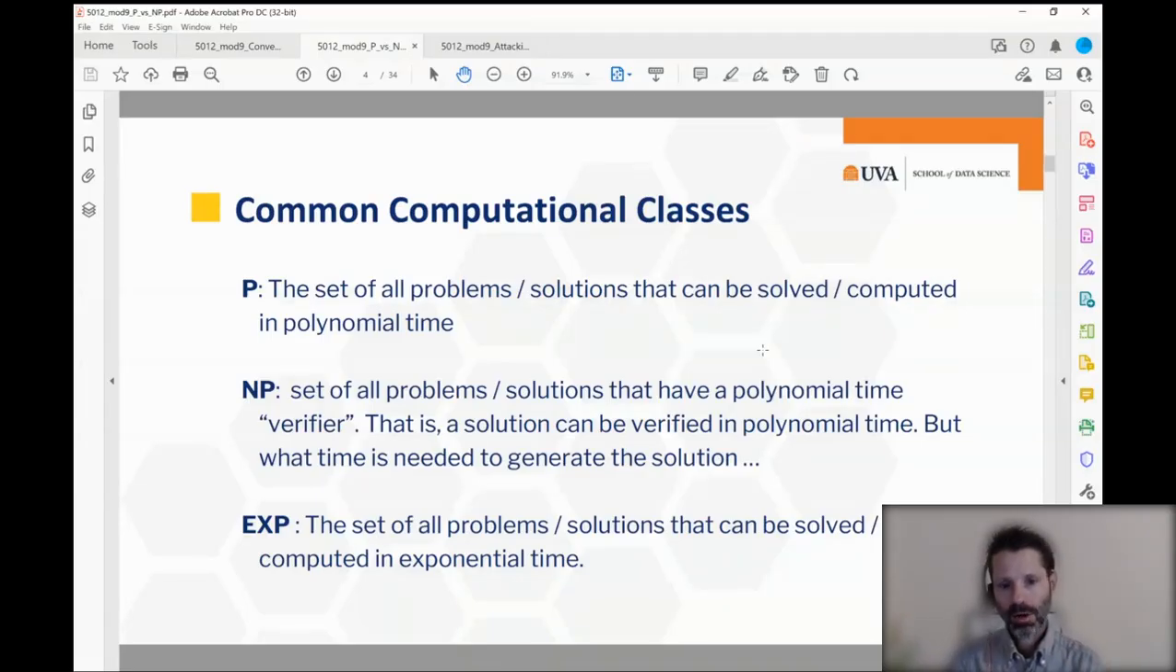This is the set of all problems and solutions that have a polynomial time verifier. What do we mean by that? We mean that if we are presented with a potential solution to the problem, we could verify whether it is a solution or not in polynomial time. We don't necessarily know how long it takes to generate the solution, which is why we can't necessarily say it's going to be a polynomial time algorithm or an exponential time algorithm, at least strictly speaking from an efficiency standpoint. But we know that there exists a polynomial time verifier.